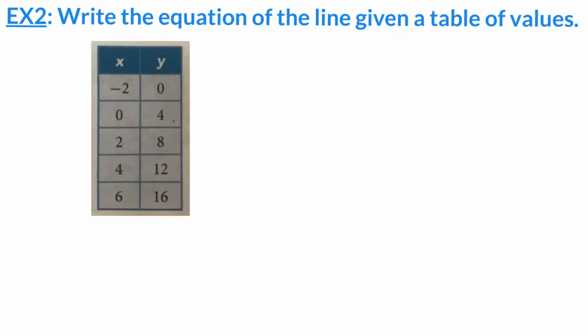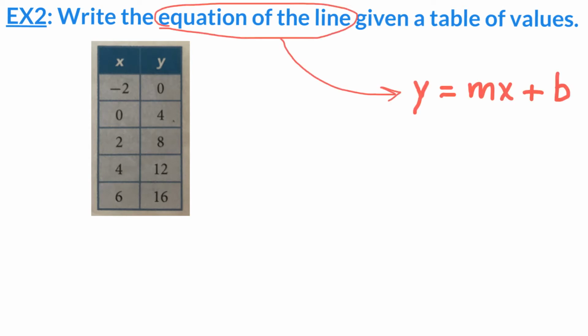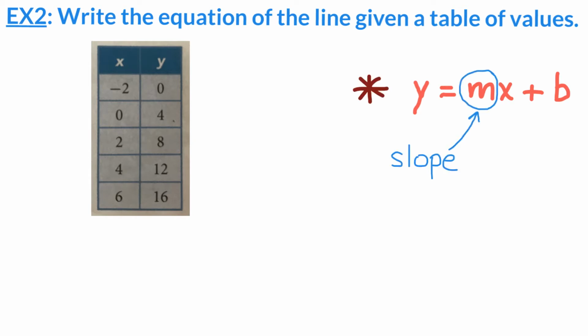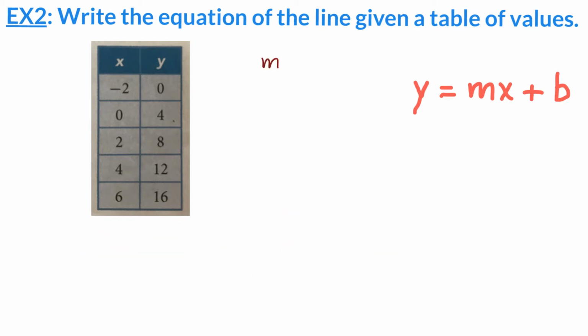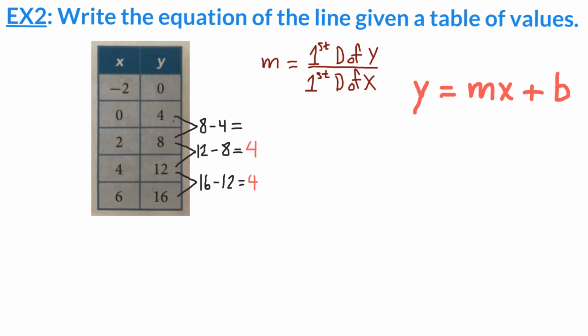In this example, we're going to write the equation of the line using a table of values. Remember, to write the equation of the line, you must find the slope and the y-intercept. First, let's find the slope from this table of values. Remember, the slope is the difference in y divided by the difference in x. Let's start finding the differences of y from the bottom up. We're going to do 16 minus 12, then 12 minus 8, then 8 minus 4, then 4 minus 0. Notice that all the differences in y equal 4.